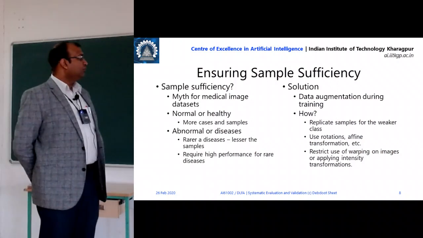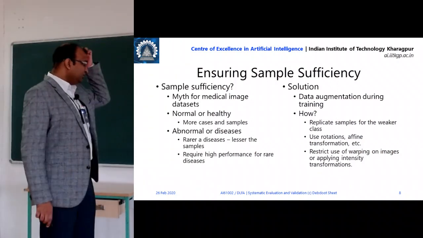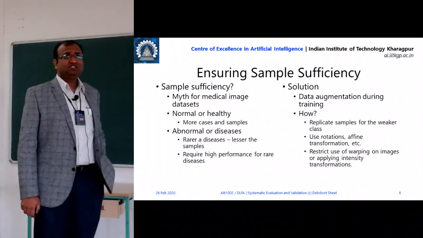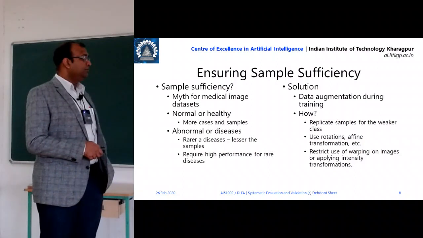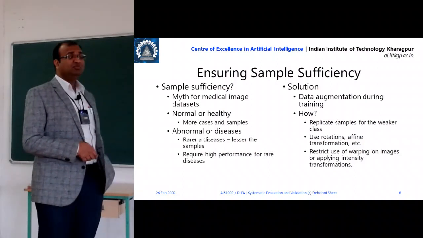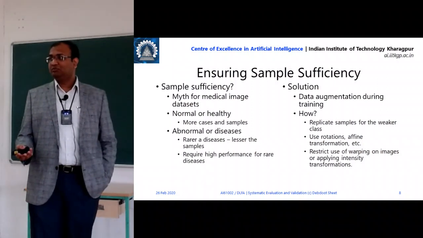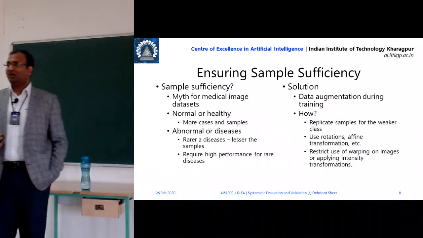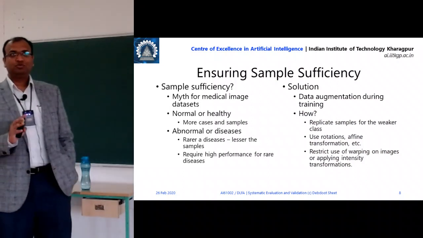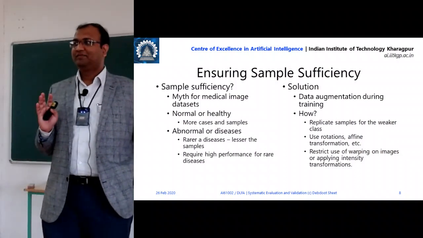Now what we do typically in order to do that is figure out some ways of sample sufficiency. In health, I was giving this example that generally more people are healthy than abnormal, but the point is when you are healthy you never go for a scan. So how many of you would go for a brain scan or any part of the body scan if you are healthy? How many of you would go?